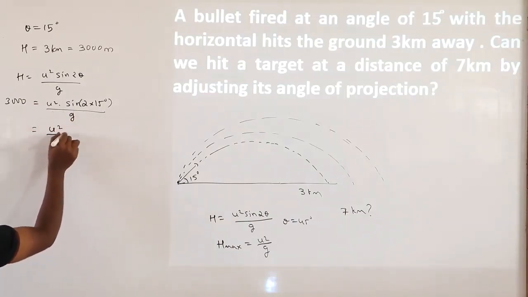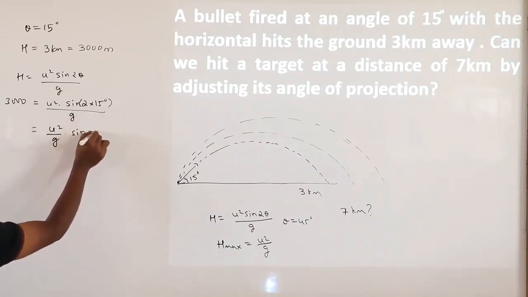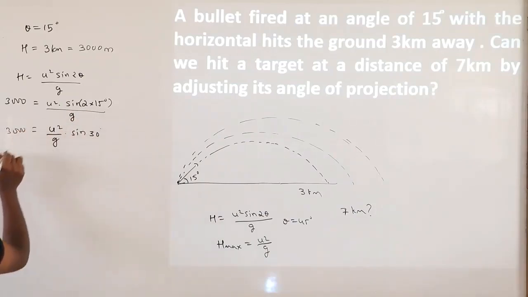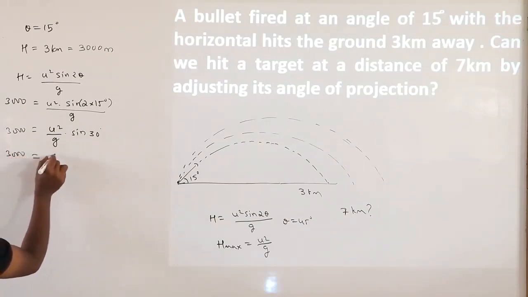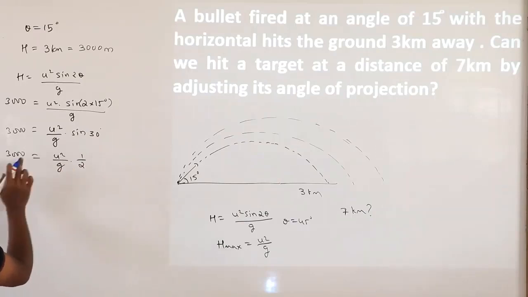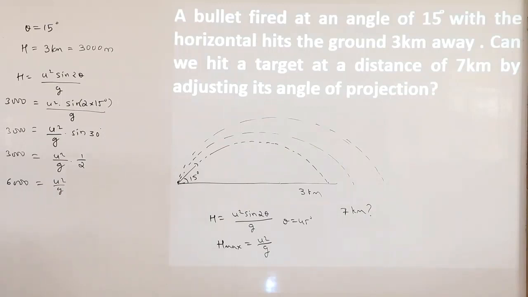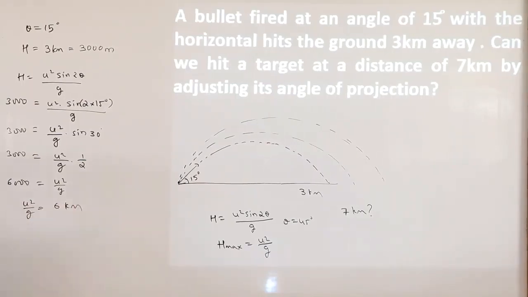u square by g, sine 2 into 15 is what? Sine 30 degree. So 3000 equals u square by g into sine 30. Sine 30 is what? 1 by 2. So 2 will come here. So this will become 6000 for u square by g. Okay. So u square by g is what? u square by g is 6 kilometer.